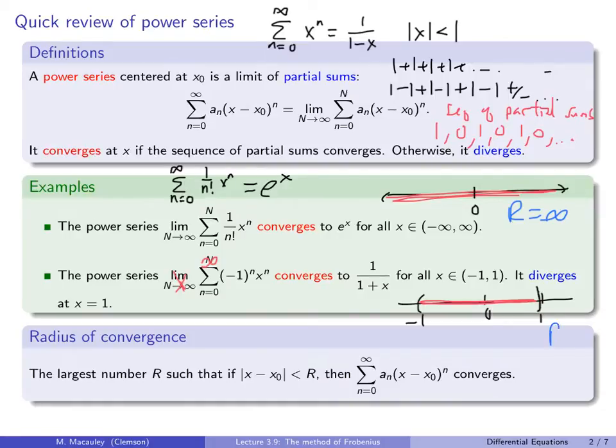So we say r equals 1. So that is the radius of convergence, and here's the more general definition. Hopefully this will jog your memory just a bit.